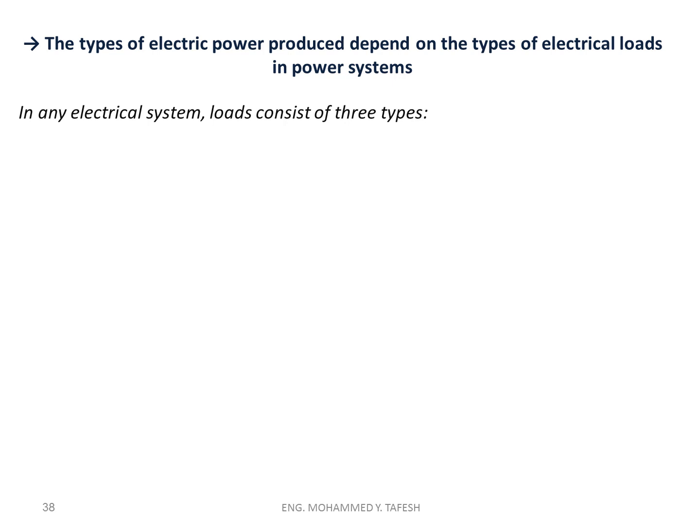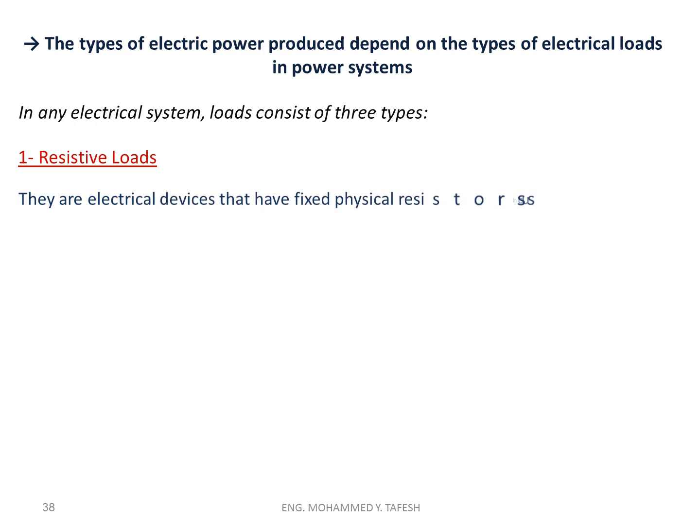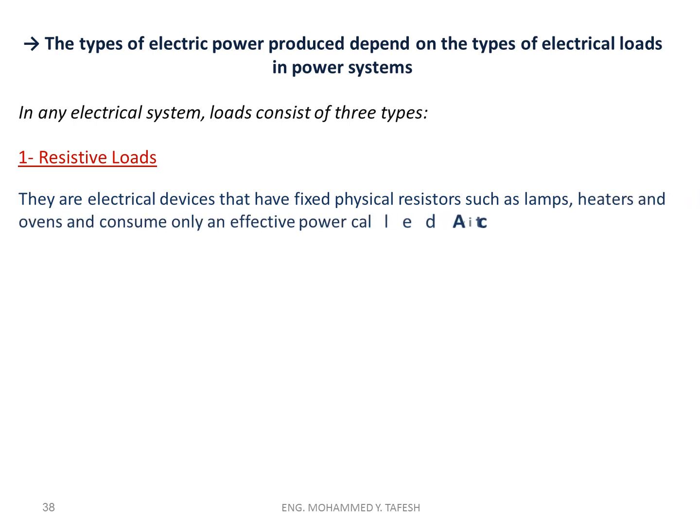In any electrical system, loads consist of three types. Resistive loads. They are electrical devices that have fixed physical resistors, such as lamps, heaters, and ovens, and consume only an effective power called active power.